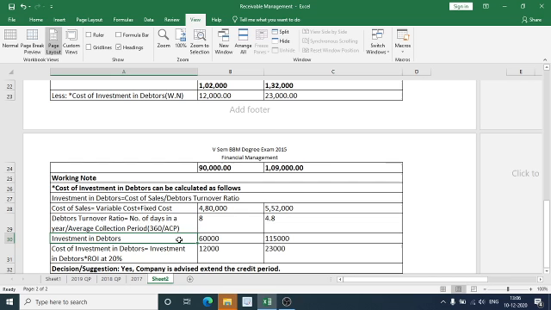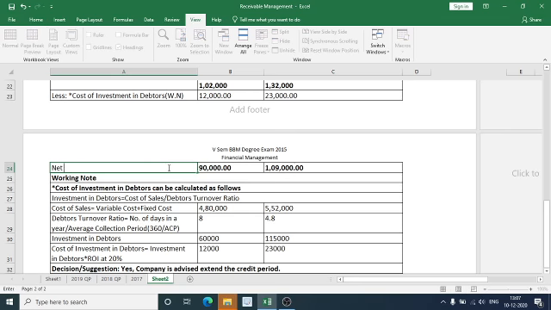So the investment in debtors will be 4,80,000 divided by 8, so you will get 60,000. Multiplied by the ROI, you will get the cost of investment in debtors, which will be 12,000. Here also the similar calculation: 5,52,000 upon 4.8 multiplied by 20%. If you do that, it will come to 23,000. So we apply 12,000 and 23,000 here.